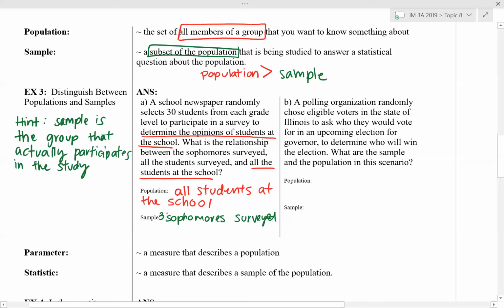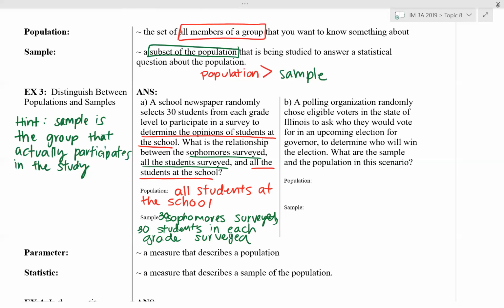I'm going to add the 30 sophomores surveyed. And then the bigger part of the sample is the 30 students in each grade surveyed. So again, the key there is that they're the ones that are actually surveyed. They're actually participating in the study.